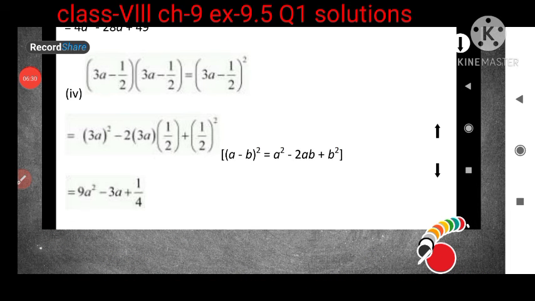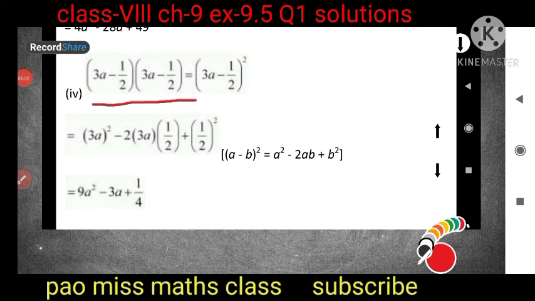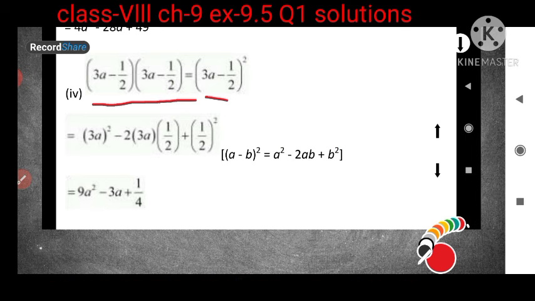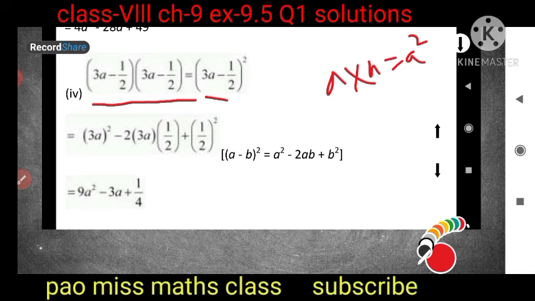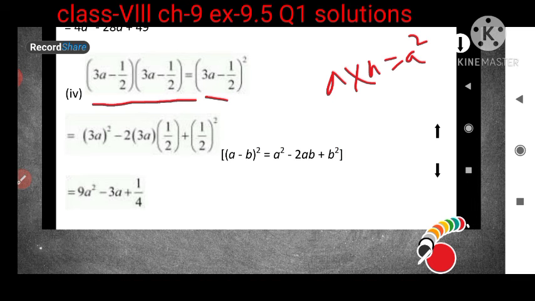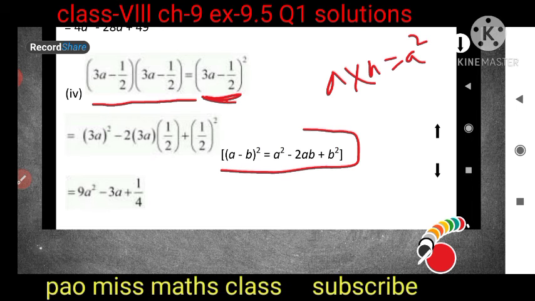Now 3a minus 1 upon 2 multiplied by itself can be written as what? 3a minus 1 upon 2 whole square, isn't it? So both are same, means if we write a into a, we can write it as a square. In the same way it can be written as 3a minus 1 upon 2 whole square. Now what you will do? We will use the second identity. This is the second identity, isn't it?